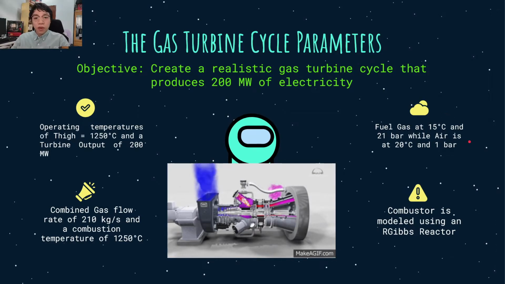Air is going to be at 20 degrees and 1 bar. The combined gas flow rate would be at 210 kilograms per second, and our combustion temperature, which is equal to the temperature high, would be at 1250 degrees Celsius. The combustor that we'll be using for the simulation would be modeled using the R-Gibbs reactor.